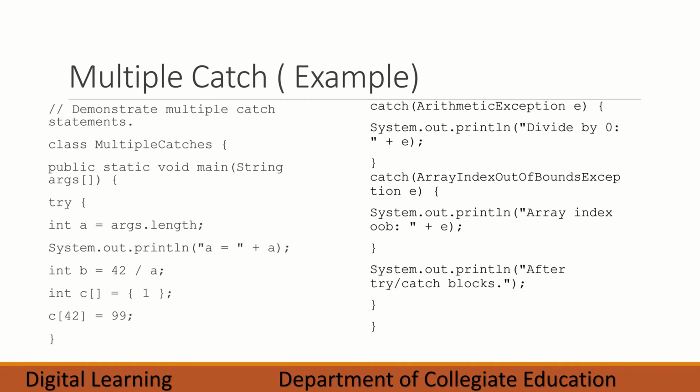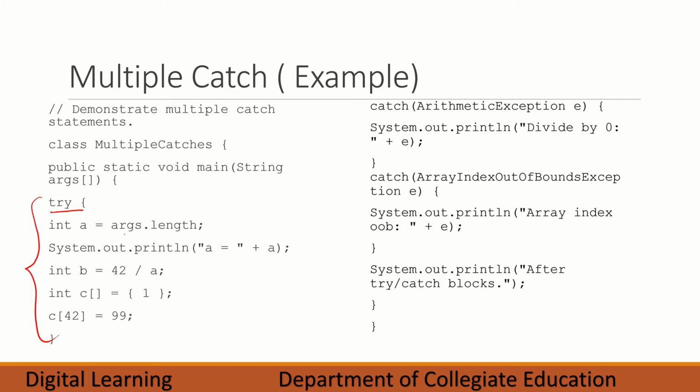Let us consider this particular example. To demonstrate multiple catch statements, we have a single try block and there is a chance for two types of exceptions. We are using command line arguments. What do you mean by command line arguments? Command line arguments means arguments passed to the main method through the command line during the execution.